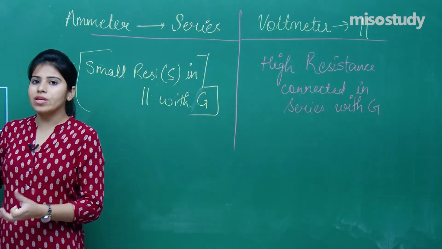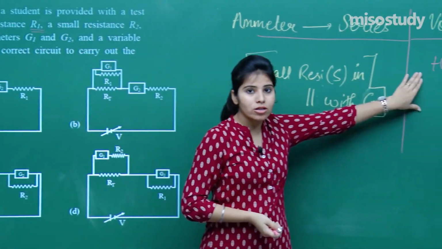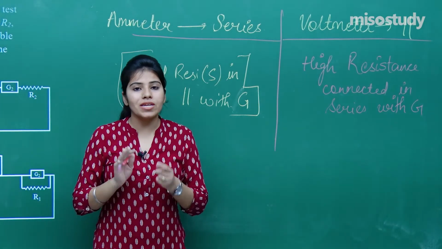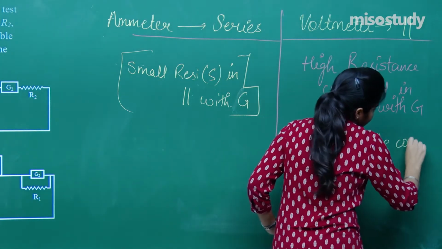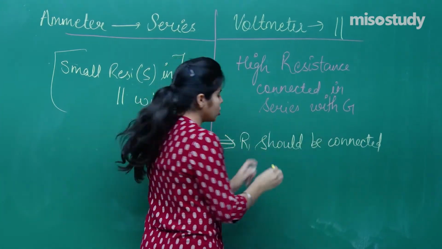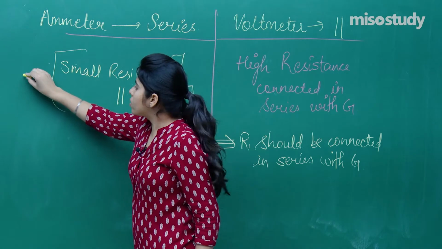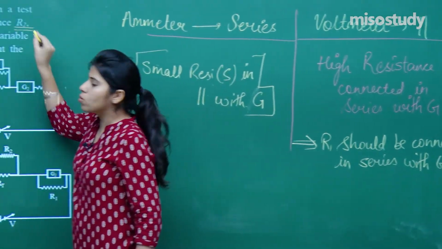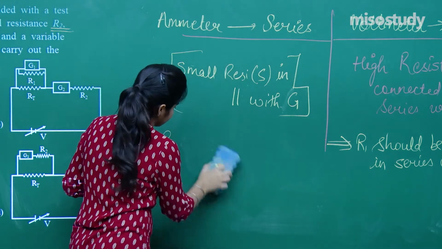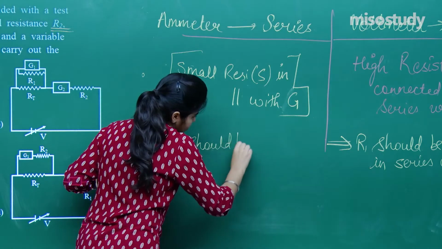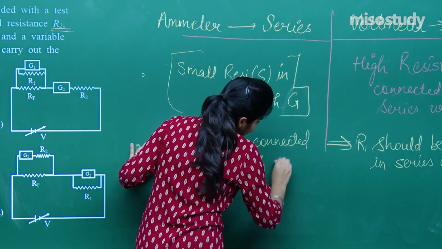Now, in the question, we have been given a high resistance R1. So if I am talking about the high resistance, that means R1 should be connected in series with the G. And here, we are talking about the small resistance. In the question, the small resistance is R2. So R2 should be connected in parallel with the galvanometer, that is G.